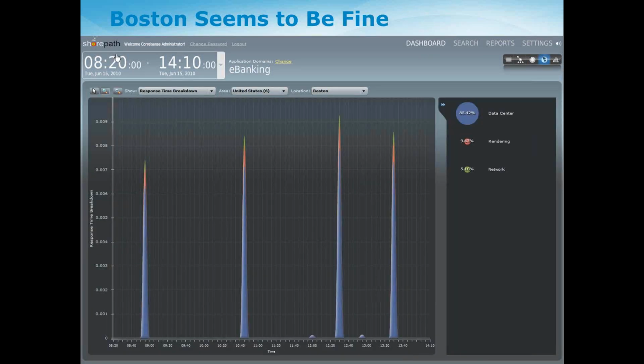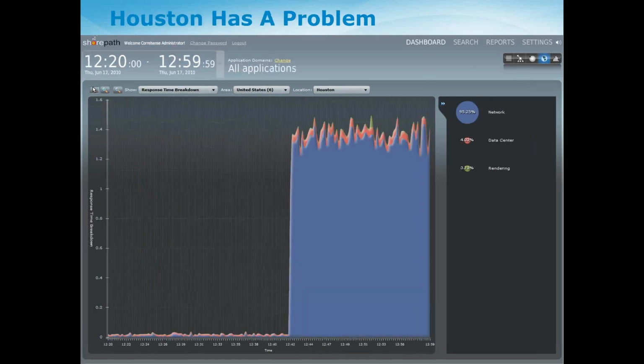In this case, we may see that one location seems to be fine, Boston seems to be fine, but Houston has a problem. And it looks like it's a network problem in Houston. So there's something impacting our mobile users that are located in Houston, but everybody else seems to be okay.